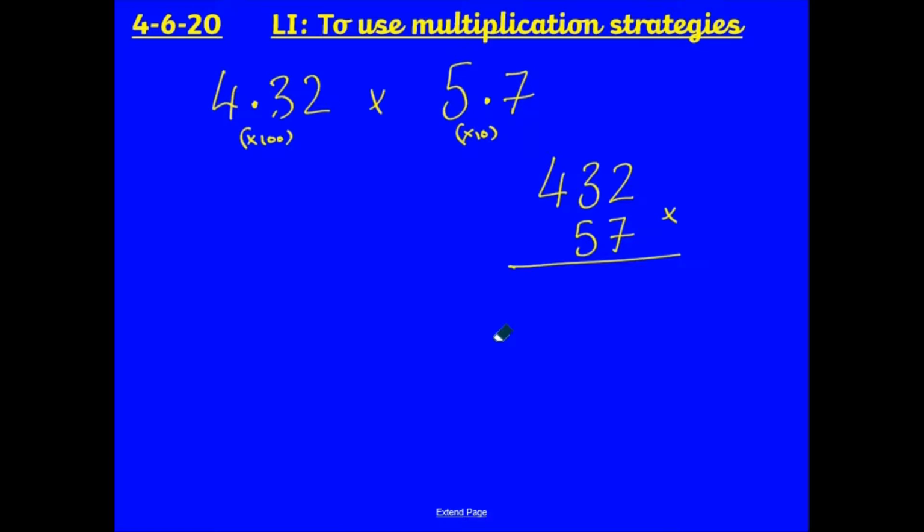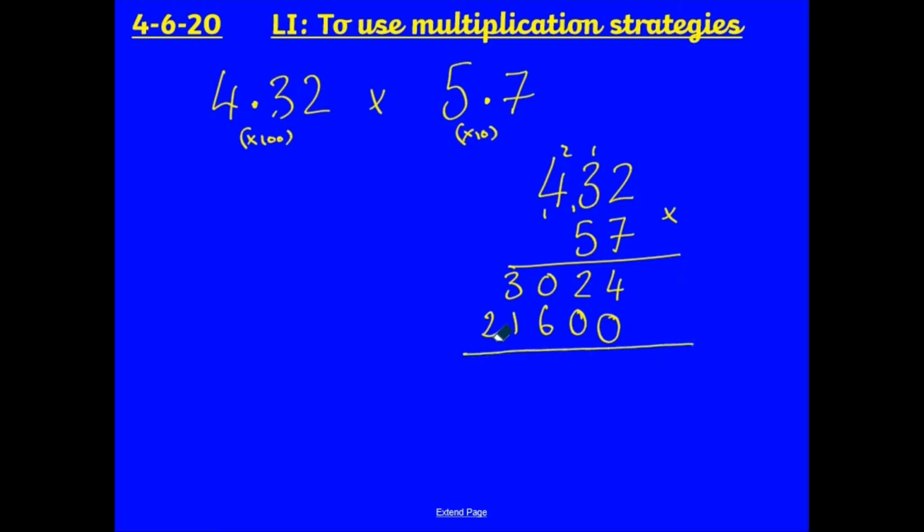Now, I could work that out in my usual way. 7 times 2 is 14. 7 times 3 is 21, plus my 1 is 22. 7 times 4 is 28, plus my 2 is going to be 30. And then I'm going to do 50 times 432. Again, golden place value rule there, golden place value holder. And then I can do 5 times 2. 5 times 2 is indeed 10. 5 times 3 is 15, plus 1 is 16. And then 5 times 4 is 20, plus 1 is 21.